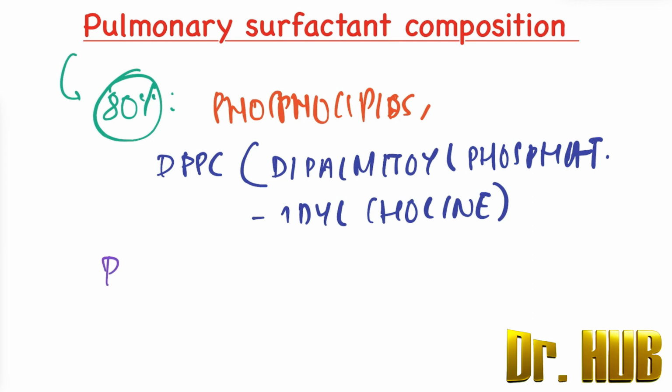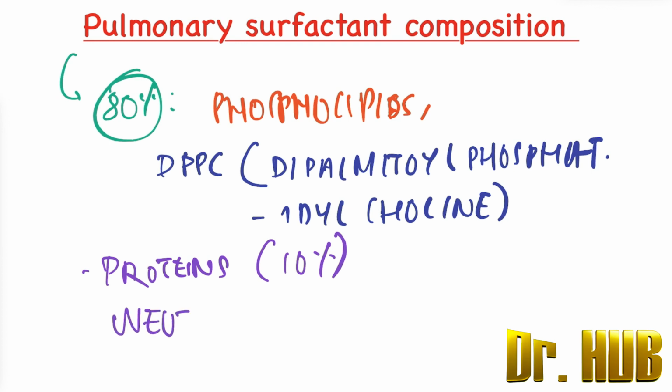Then we have the proteins. Proteins amount to about 10%. And then come the neutral lipids. These neutral lipids form about 10%.